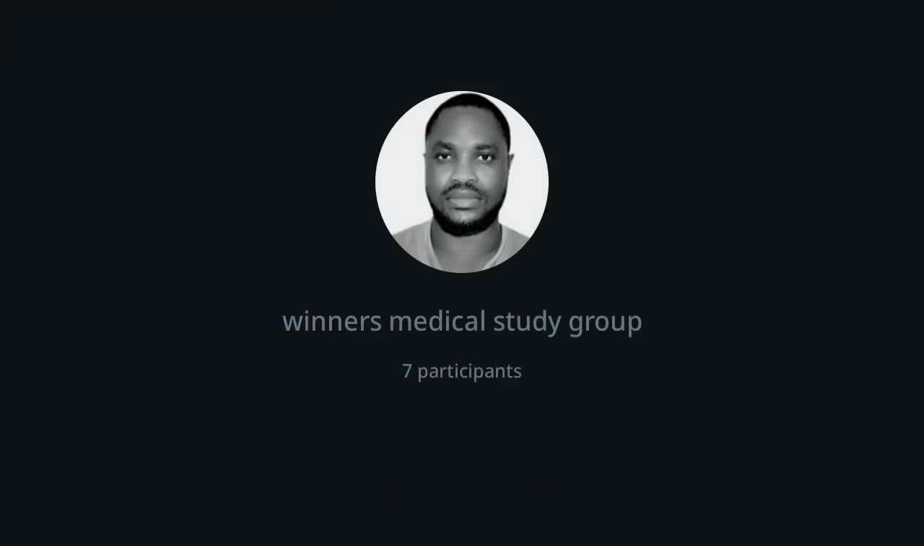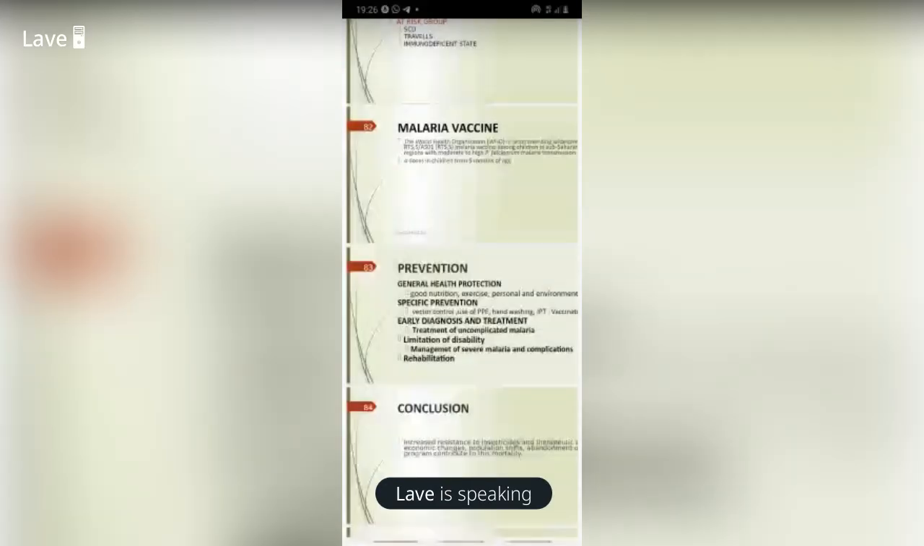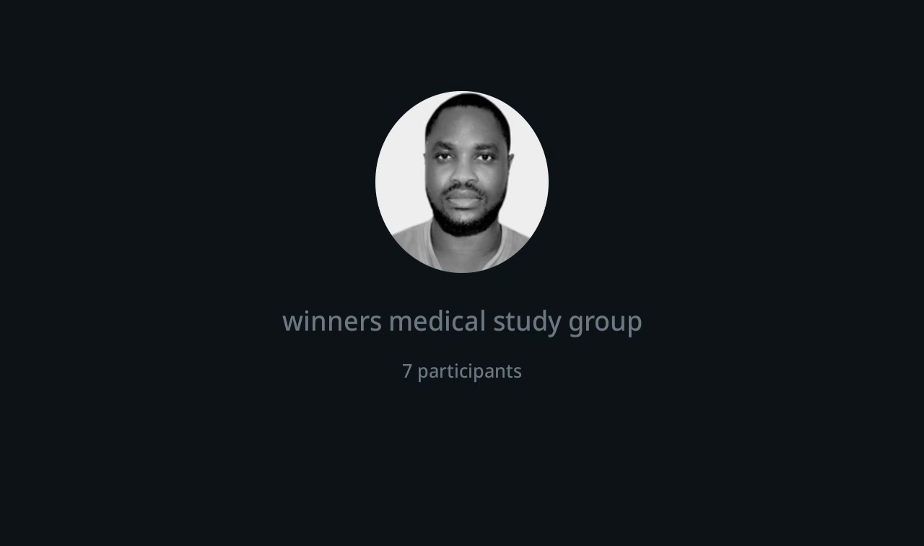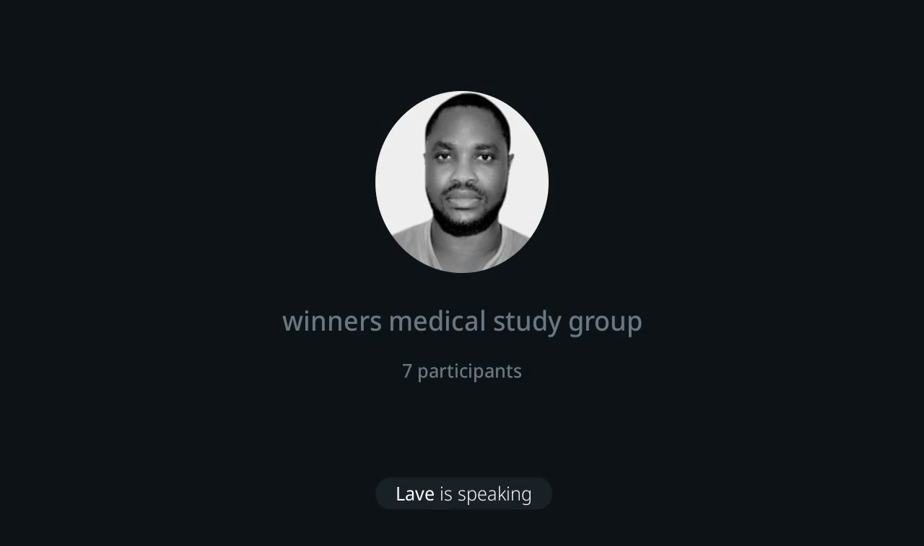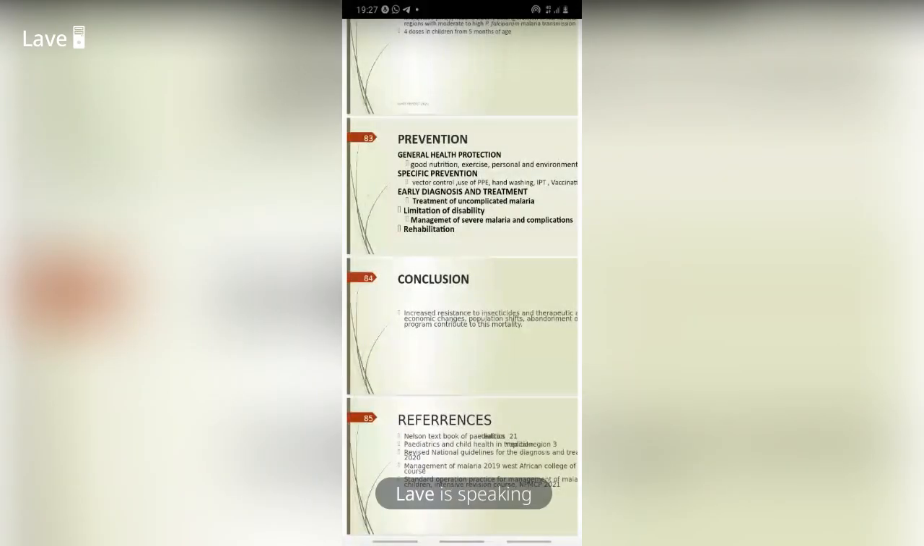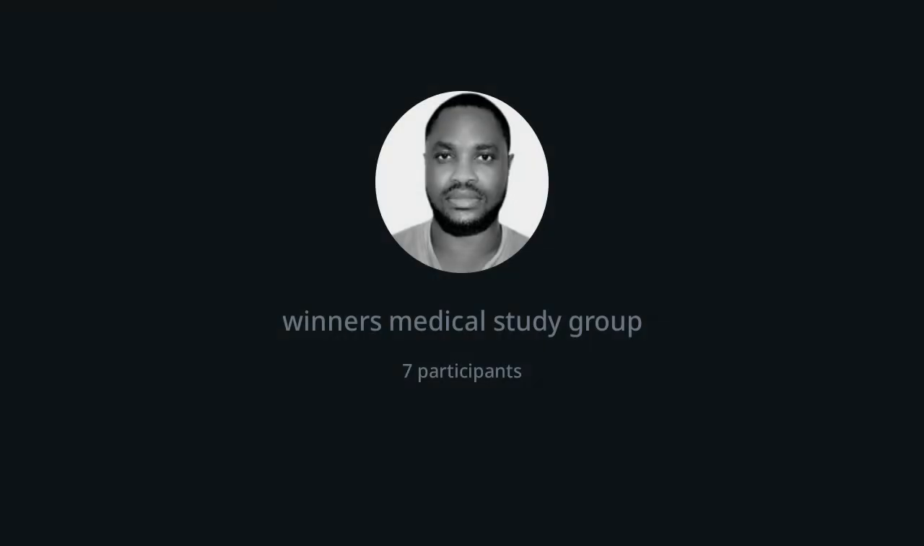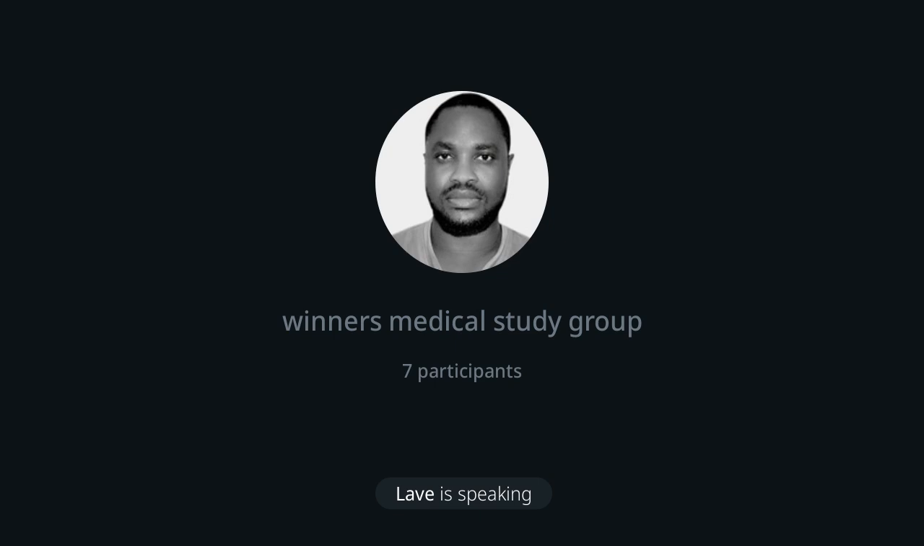And then there are malaria vaccines available. We talked about those who are at risk that need chemoprophylaxis. Not everybody needs it. Sickle cell, travelers, immunodeficient. Then general prevention of malaria, general health promotion, which is good nutrition, exercise, personal hygiene. Specific protection, which is vector control, use of PPE, hand washing, intermittent preventive therapy. This is especially for pregnant women. Vaccination, chemoprophylaxis, early diagnosis and treatment, which is to treat the uncomplicated malaria, limit disability after you manage severe malaria and its complications, and then rehabilitation. So thank you very much for listening.